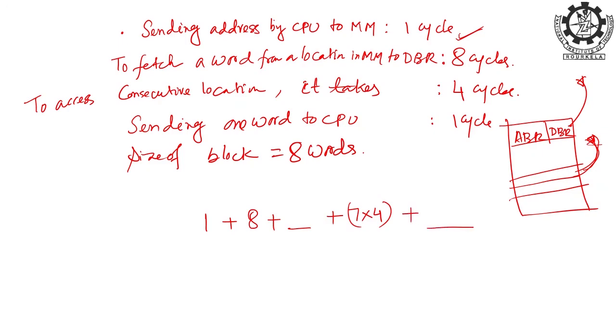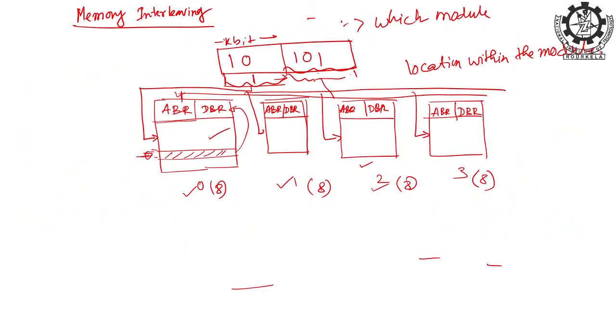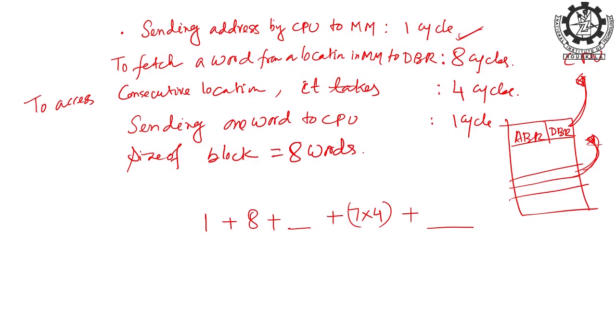See, first try to understand the problem. We have a memory organization just like this one. We want to transfer a block of data from this memory, that is the main memory, to the cache memory. What is the underlying situation? The CPU will send the address to the memory module. For that it will take one cycle, as I said. Once you identify the location, the first word will take 8 cycles, and after placing the data here, it will be transferred to the CPU. For that it will take one cycle, and the next consecutive locations within the module will take 4 cycles. This is the problem.